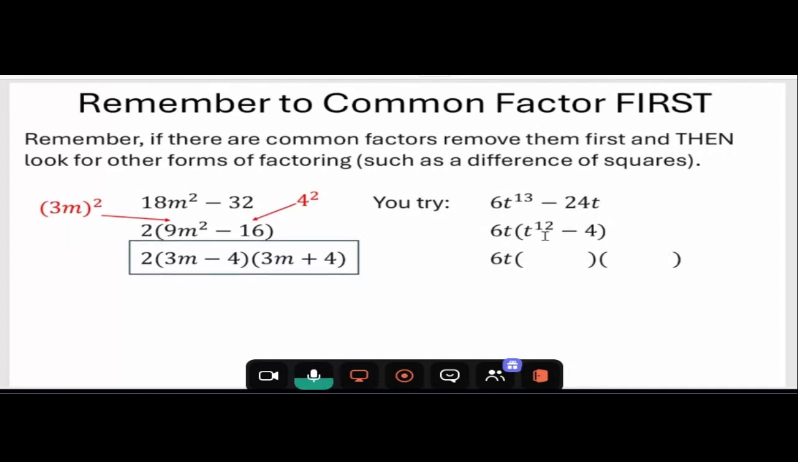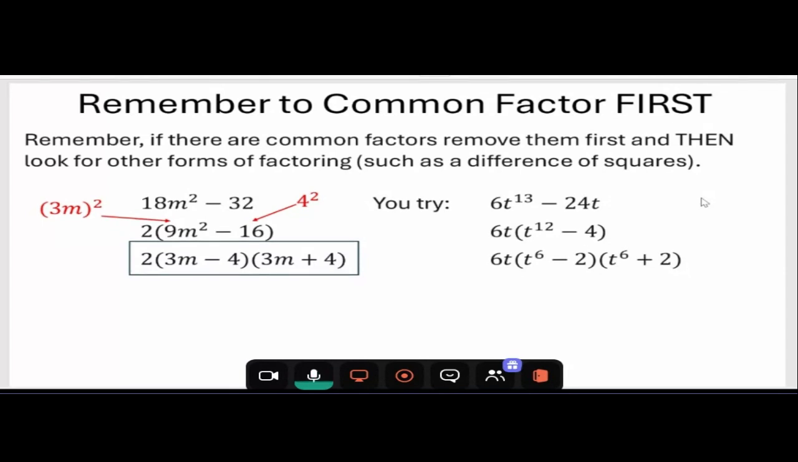So the square root of t to the 12th is t to the 6th, because t to the 6th times itself equals t to the 12th. And the square root of 4 is 2, because 2 times 2 is 4. So the difference of squares pattern, a squared minus b squared, becomes a minus b times a plus b. And that's our answer. So again, the key takeaway from this last little section was check for common factors first, and then check to see if there's any other type of factoring that can still happen.